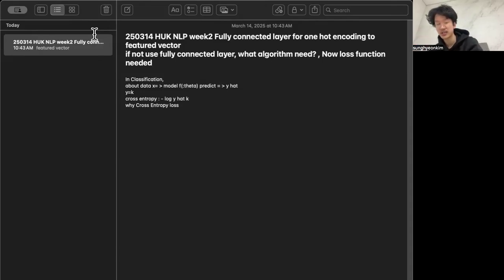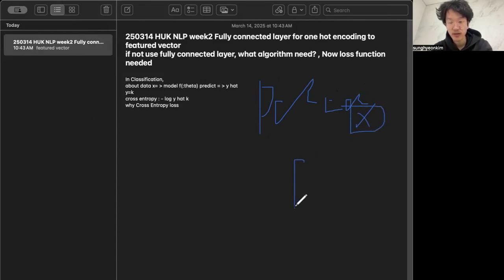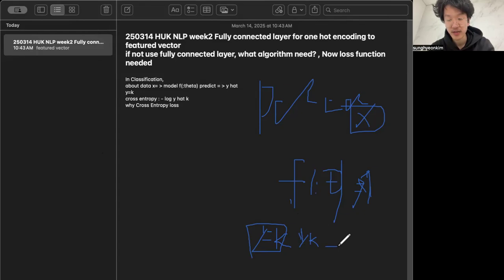Now, how we think of it is: there's data X, and there is a model F theta. Then we use F theta to predict Y hat. There are already things that we observed. There is data where Y equals K. This is the observed case. We should increase Y hat equals K. Then we should minimize minus log Y hat. Okay, we should minimize this one.